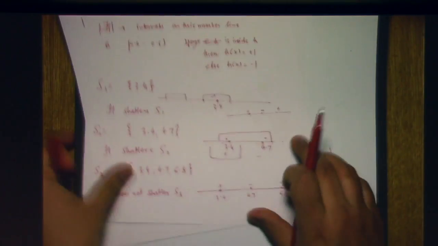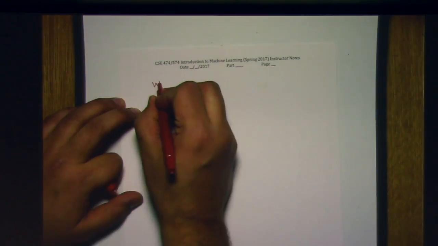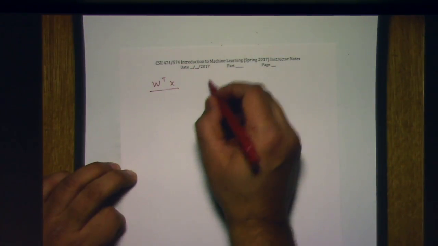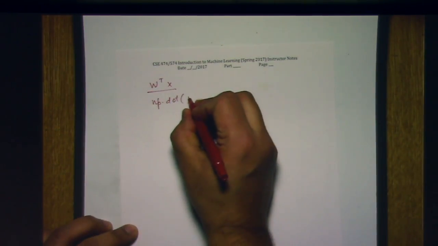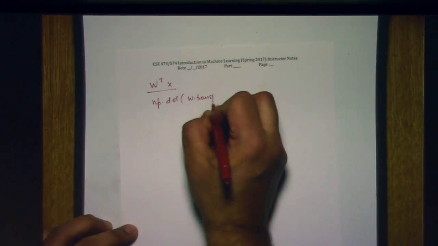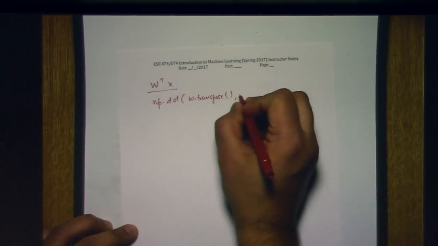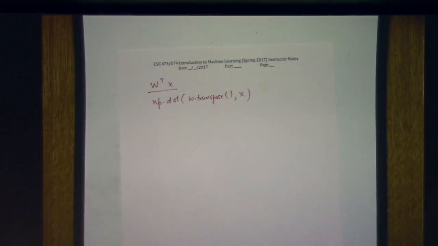For example, if you have to multiply two vectors, so you have to compute W transpose X, one way to do it in Python is for i equal to 1 through length, W_i times X_i, and add it up. Another way to do it is just to use np.dot, which is a matrix multiplier, and do np.dot(W.transpose, X). This is going to do it very fast.